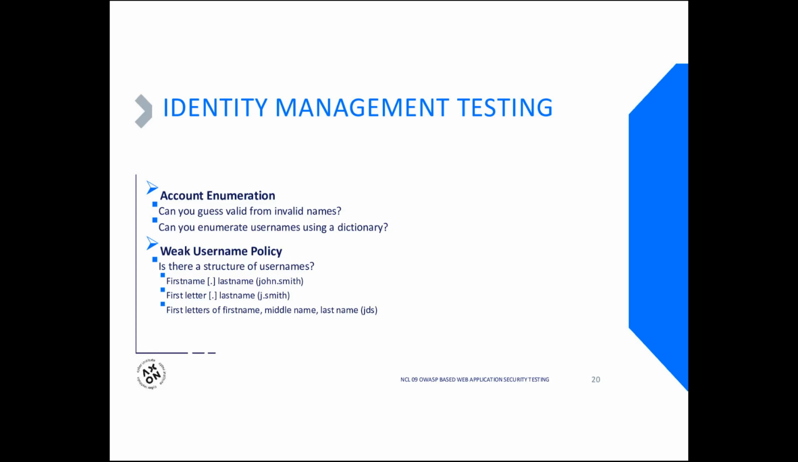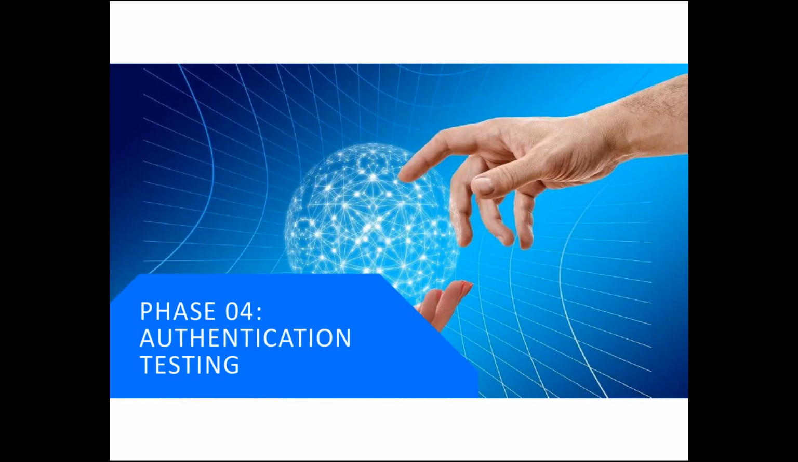I also can check for the policy of creating usernames. Sometimes organizations have policies like first name dot last name, like in the example seen here, John.Smith, for example. Sometimes it's the first letter of the first name, like J, then a dot, and then the last name, Smith. Sometimes it's the first letter of the first name, the first letter of the middle name, and the first letter of the last name. Like if the guy is John David Smith, he would have a username of JDS, for example. So try to map out the policy and the scheme of creating usernames. So identity management testing is everything that is related to usernames and to the policy of creating usernames.